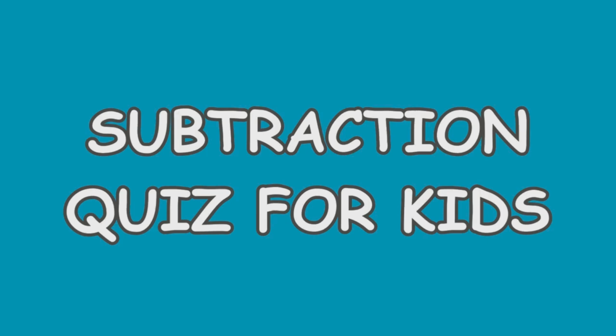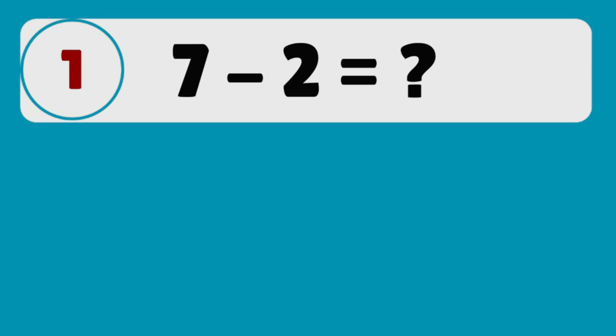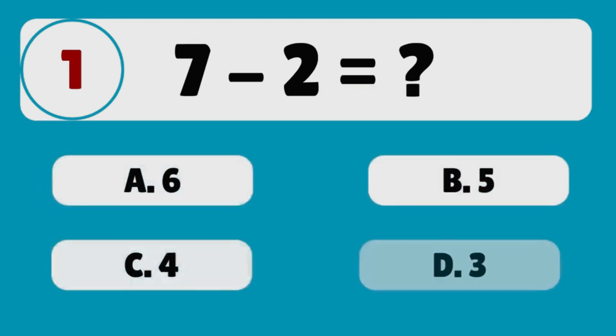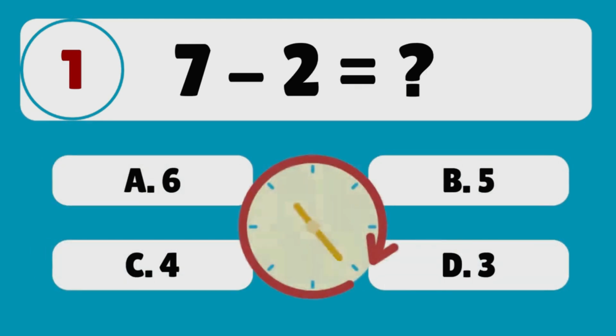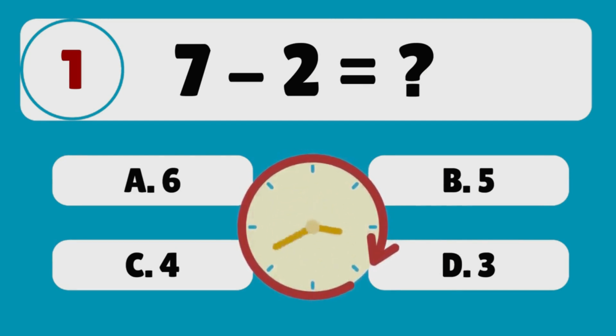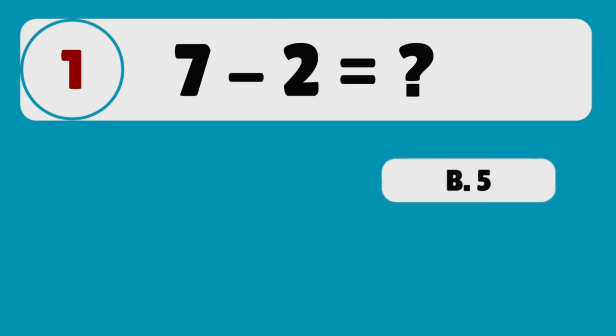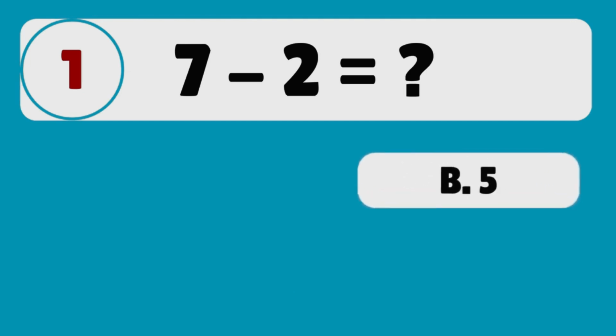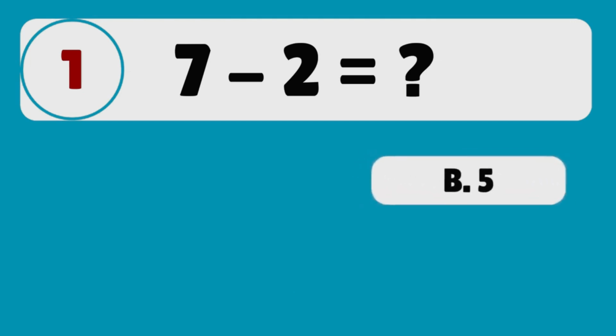Subtraction math quiz for kids. Question 1. What is 7 minus 2? The answer is B. 7 minus 2 is equal to 5.